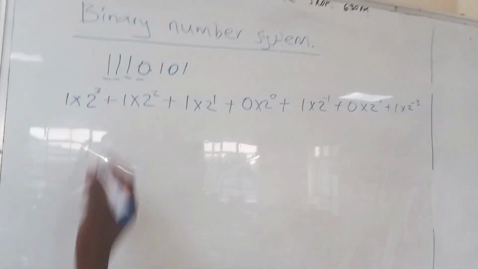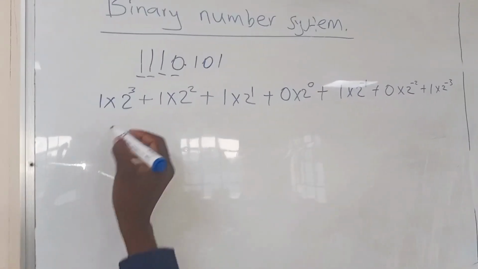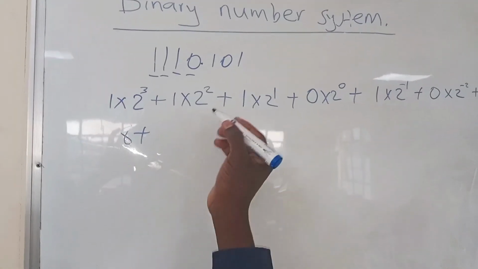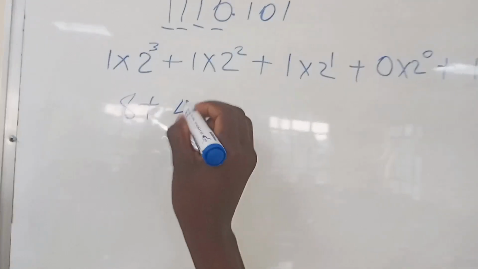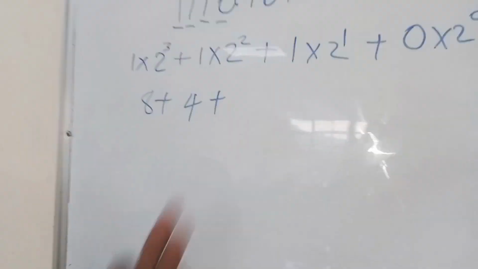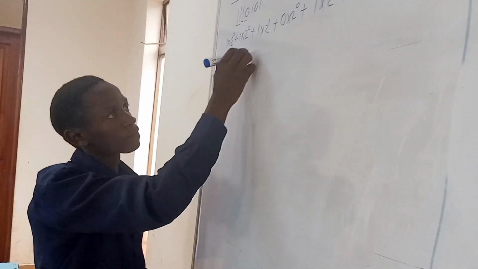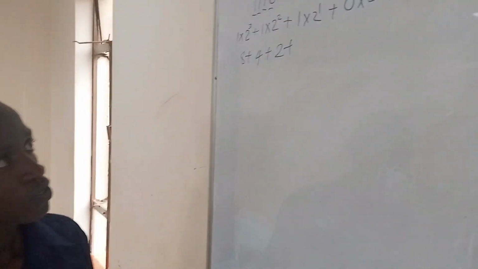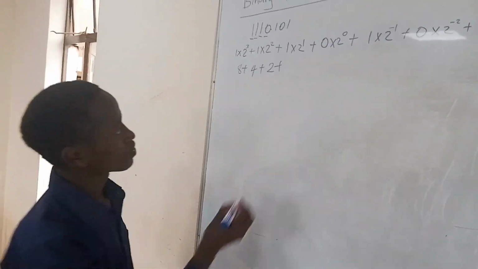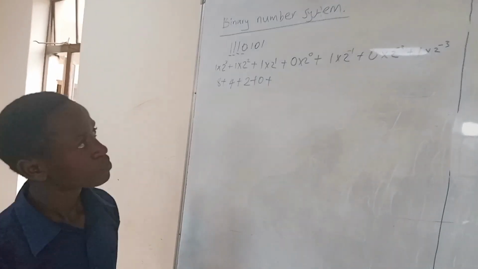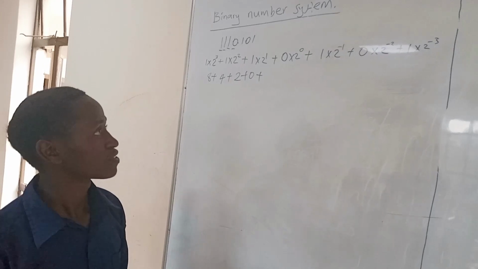So this one, 2 power 3 is 8. 8 times 1 is still 8. Then you add it to 2 squared, you are getting 4 times 1, it is 4. Plus we have 2 power 1 is 2. You add it to 0 times the number, you know it is 0. Then you are adding to this 1 times 2 power negative 1.